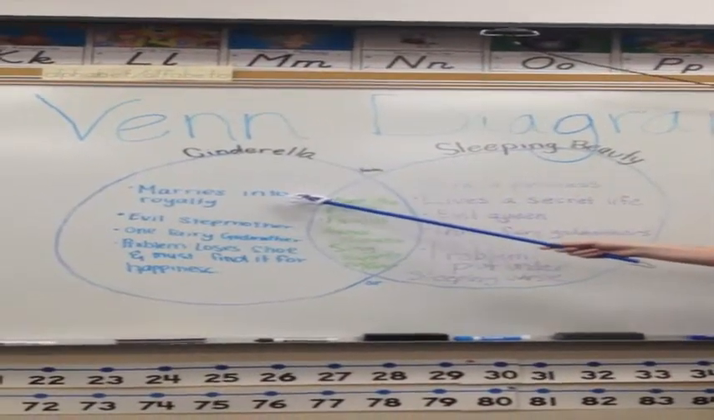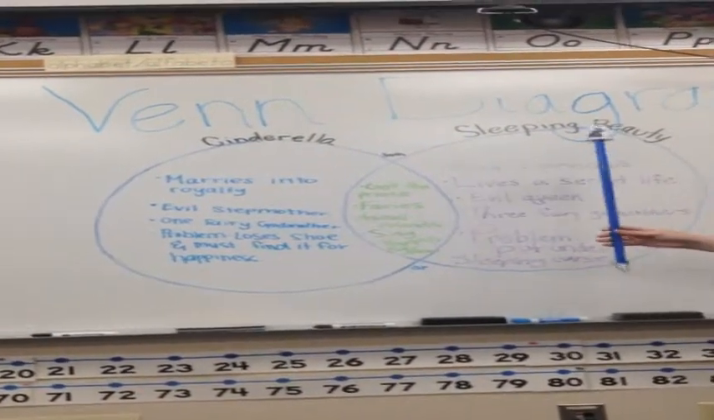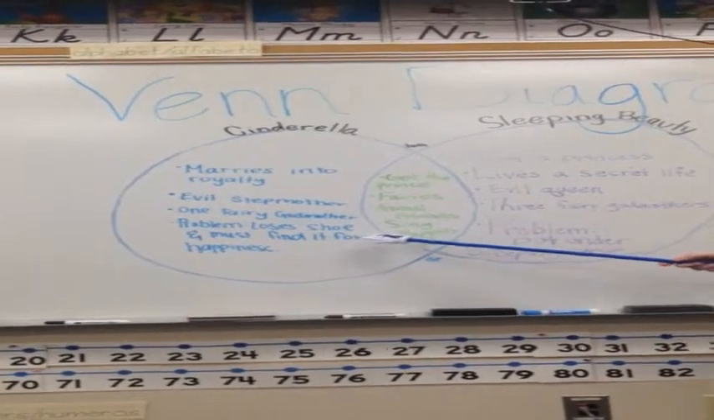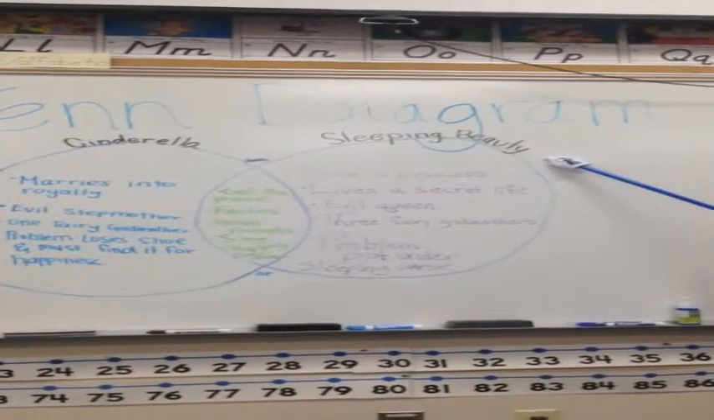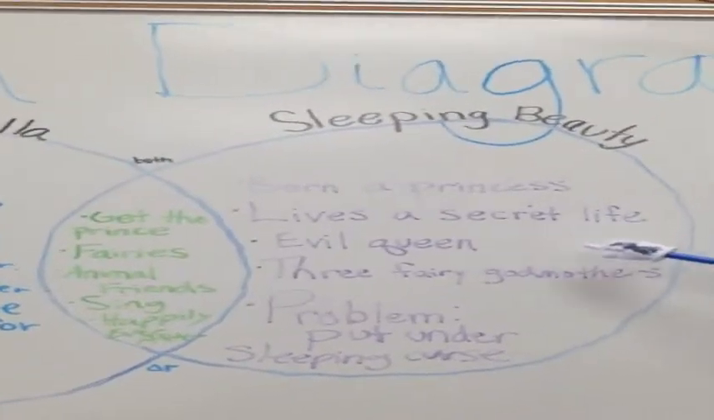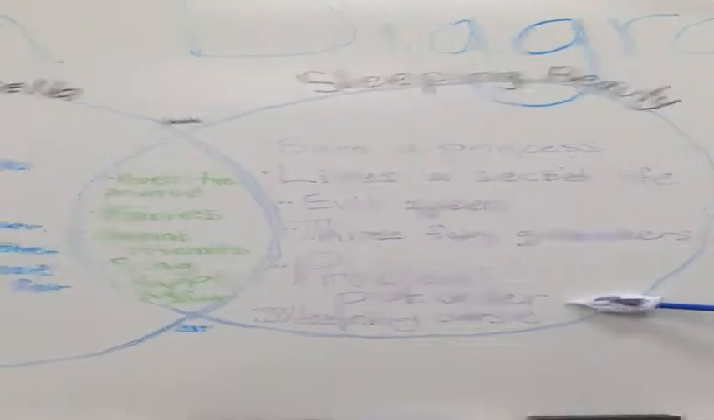She married into royalty, she has an evil stepmother, one fairy godmother, that was her, and she loses her shoe and must find it for happiness. On this corner, we have Sleeping Beauty. She was born a princess, she lives a secret life. There's an evil queen, there are 3 fairy godmothers. The problem was she was put under a sleeping curse.